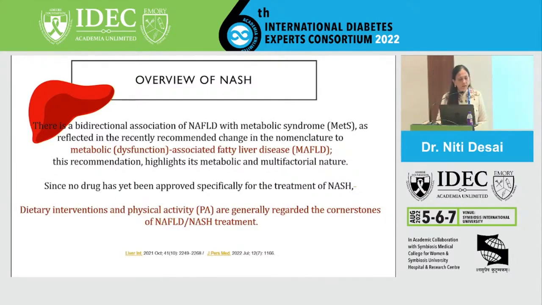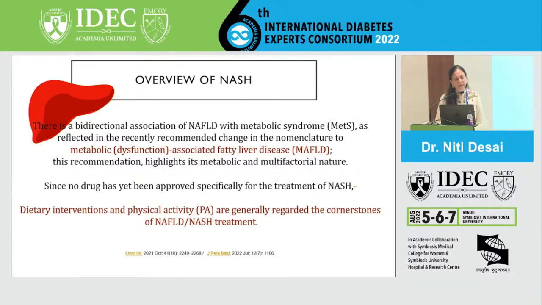So basically, what has been seen is that there is a bidirectional association in NAFL with metabolic syndrome. And in fact, this is reflected in the very recent recommended change in the nomenclature, where now we call it metabolic dysfunction associated fatty liver disease, MAFL, instead of NAFL. And this is as recent as July 2022. And in fact, this recommendation highlights its metabolic and multifactorial nature.